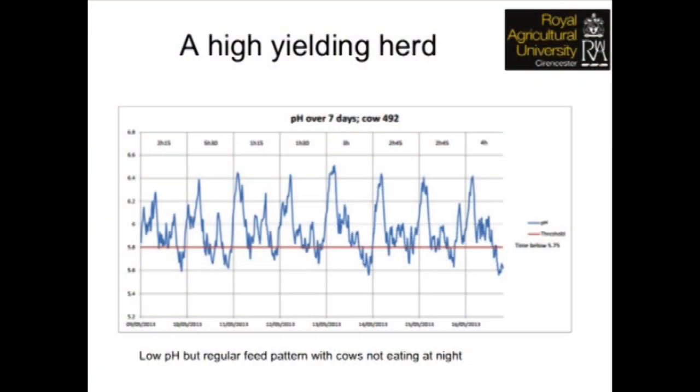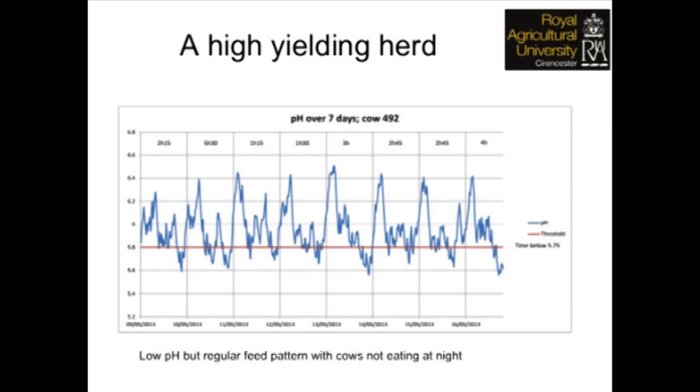So we've been putting boluses into cows now for some time, and this is some data from a very high yielding herd. I think the herd average is in the order of 50 litres per day. And the pH pattern is exactly as Johnson and Sutton picked up. The cows have got high pH at night, that's about 6.4 pH, and then it's dropping down just below that 5.8 threshold fairly frequently.